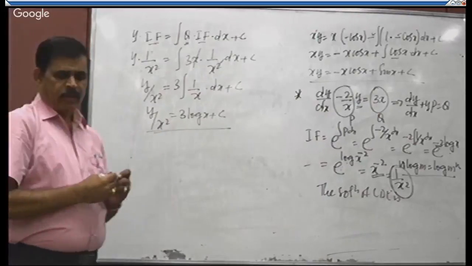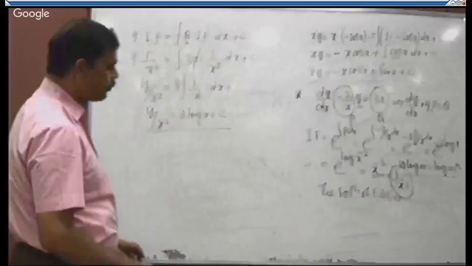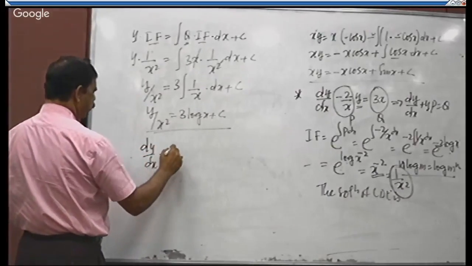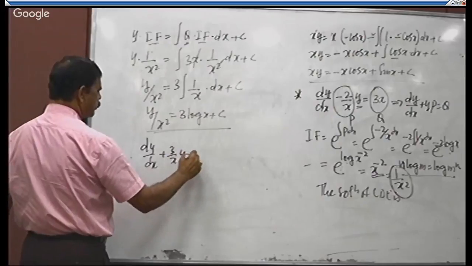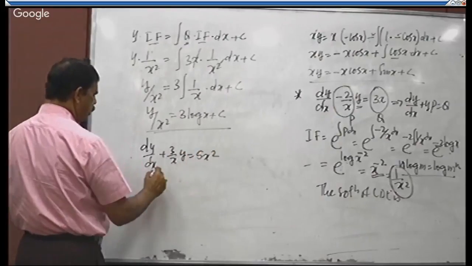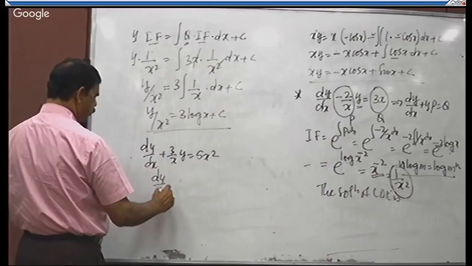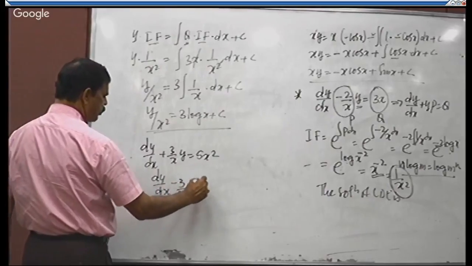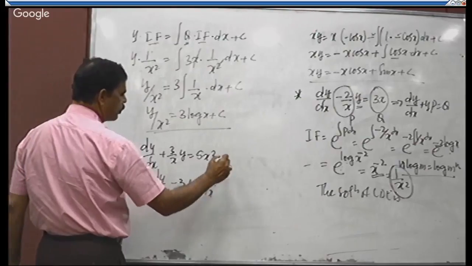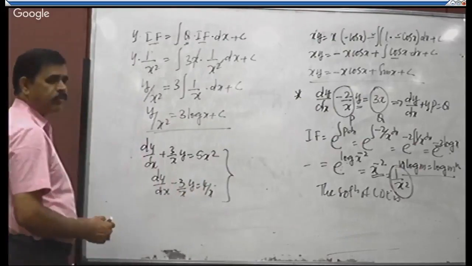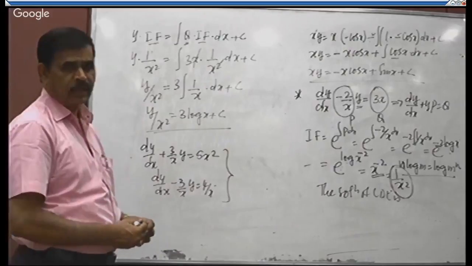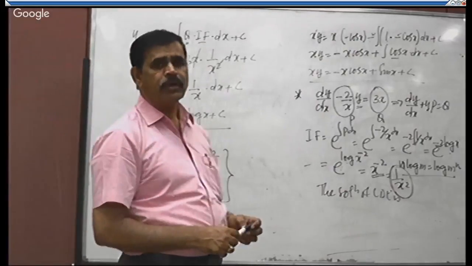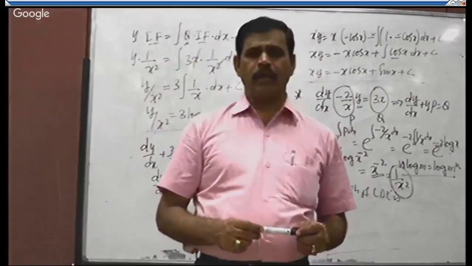In the same way you can solve these problems: dy by dx plus 3 by x into y is equal to 5x square; dy by dx minus 3 by x into y is equal to 4 by x. These you can solve yourself. So these are important problems related to linear differential equations.